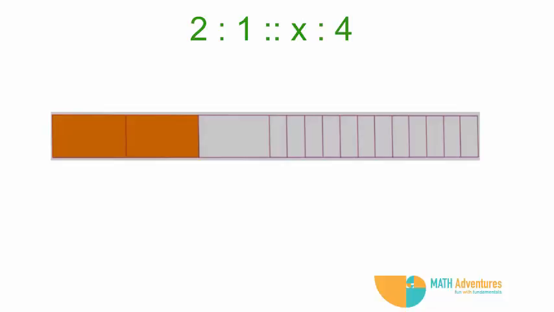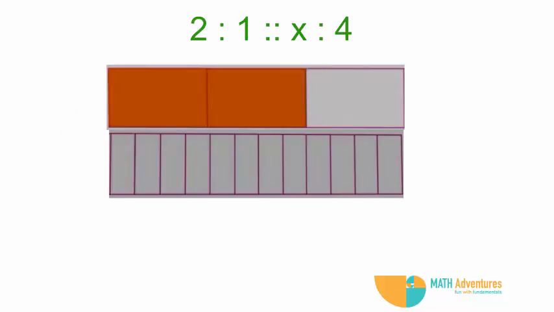Now fold this strip and separate it into two parts. Bring one part exactly below the other so that their edges coincide. We have the first ratio strip which is 2:1 and the other which is x is to 4. What do you observe? Hasn't each part of the first strip been divided into 4 parts in the second strip?